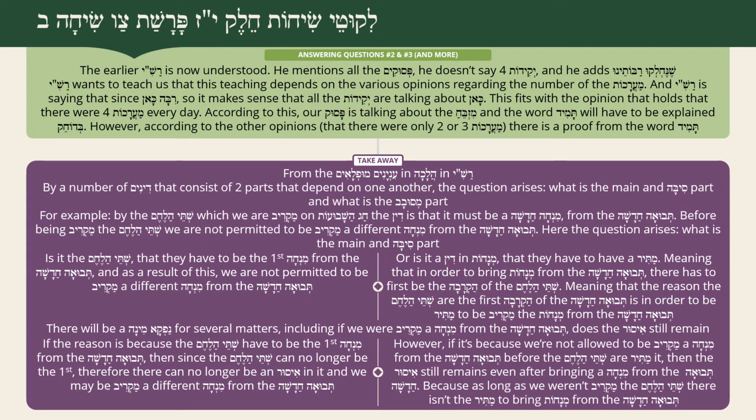From the Inyanim Mefloim and Halacha that are in our Rashi, so by a number of dinim that consist of 2 parts that depend on one another, the question arises, what is the main and siba part, what is the cause, and what is the mesuvav part, what is the result?